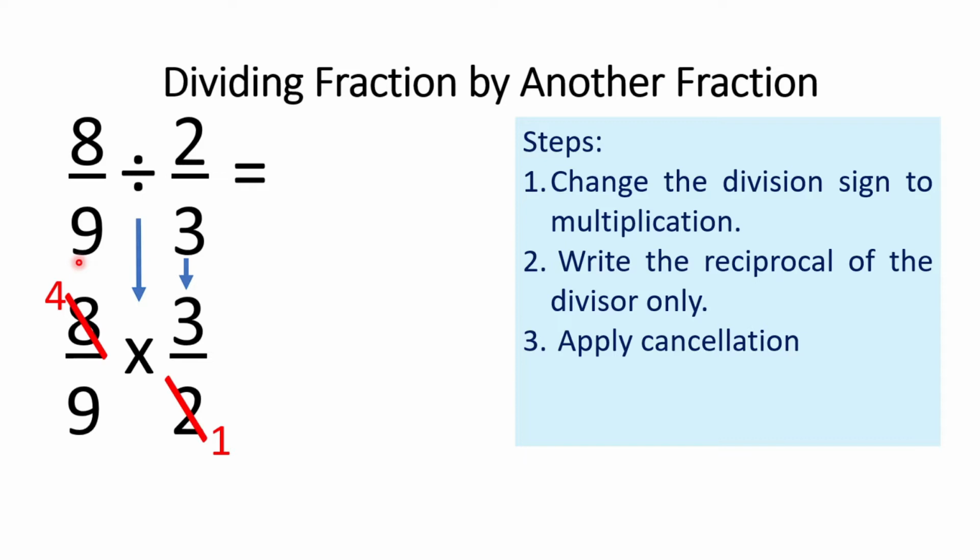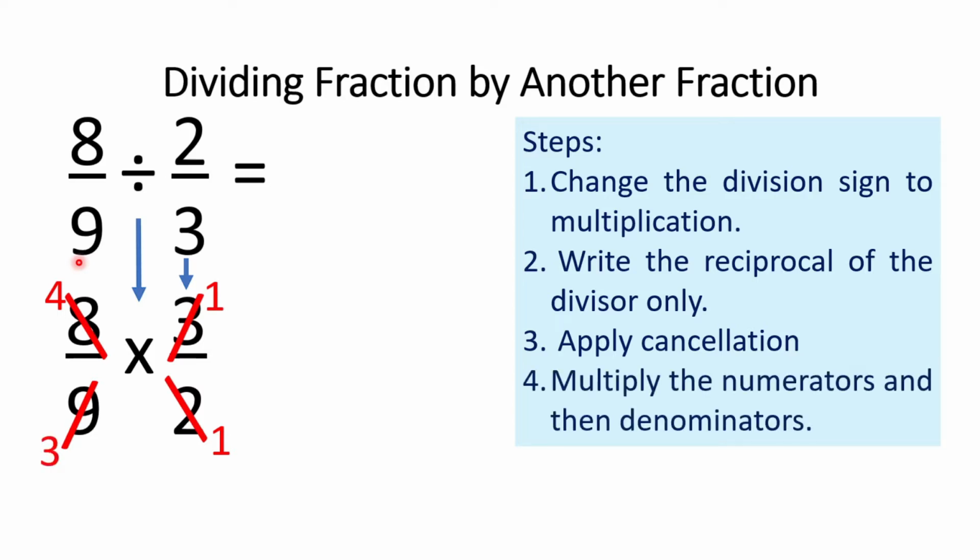May makakancel pa ba tayo? Yes, meron pa. We can also cancel 3 and 9. 3 will be 1, then 9 will be 3. Kung na-cancel na natin lahat, ang next step natin is multiply the numerators and then the denominators. To multiply, we have 4 times 1, we have 4, then 3 times 1, we have 3. Our quotient is 4 over 3.